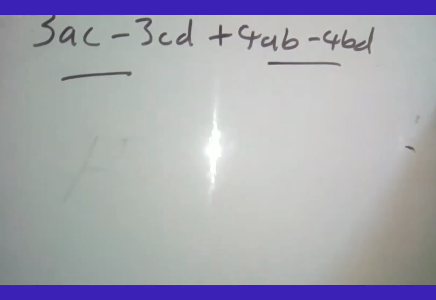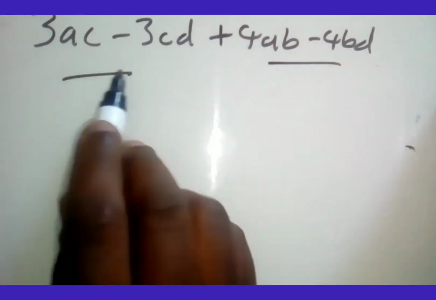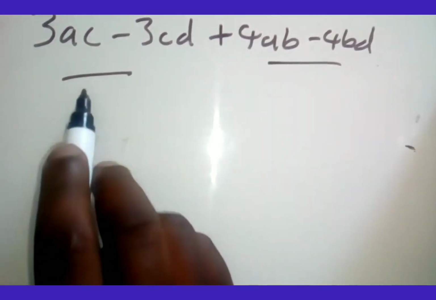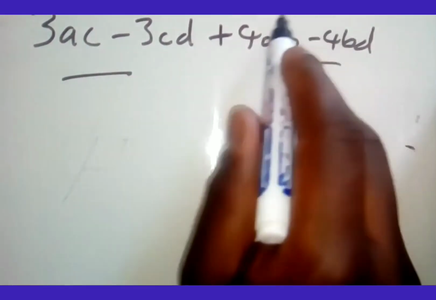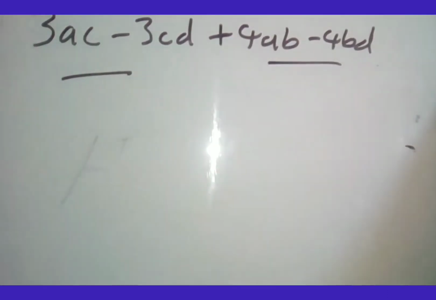So I group them. After grouping them, we factorize the first one as though the other half does not exist. Then when we're done factorizing this part, we now factorize this part as though the first one does not exist.